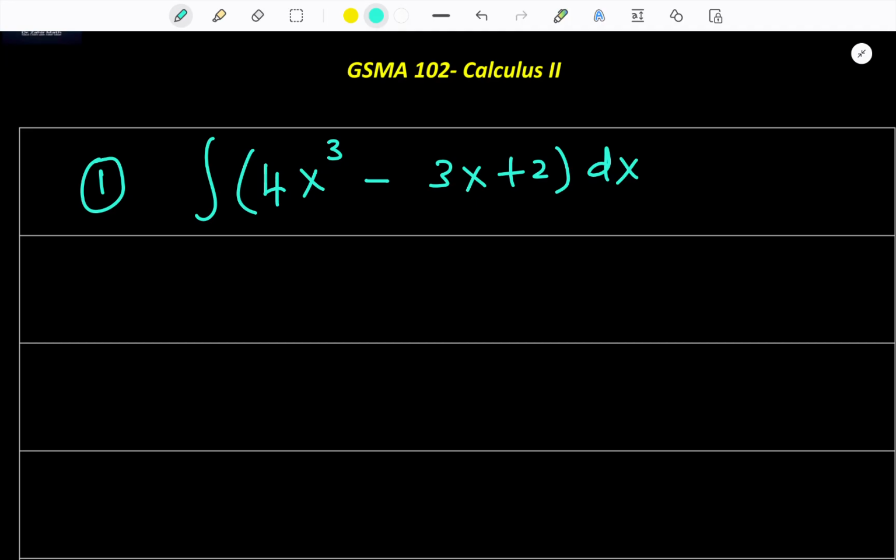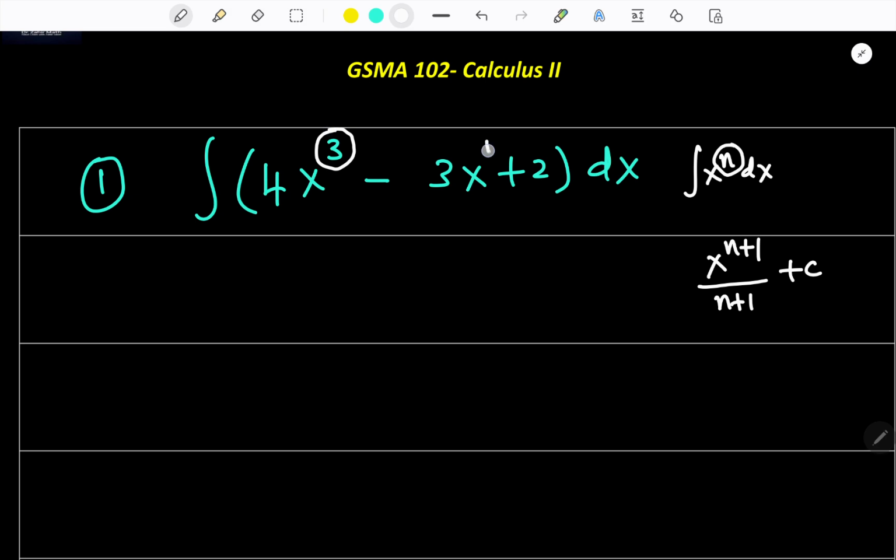Integral of 4x cubed minus 3x plus 2 dx. What is the formula for integral x power n dx? It is x power n plus 1 divided by n plus 1, plus integrating constant c. What is n? n is the power, this number 3, and this number 1, right? What about here? There is no power, right?